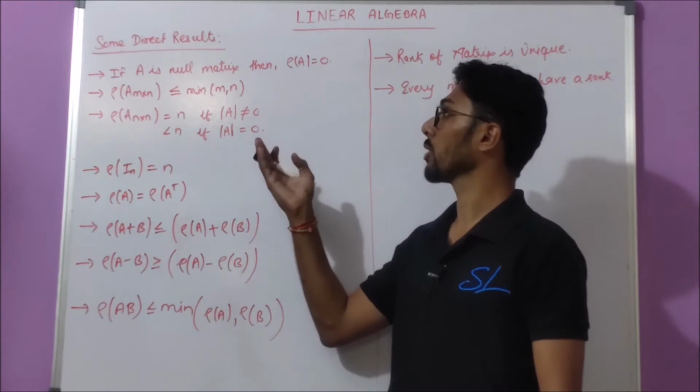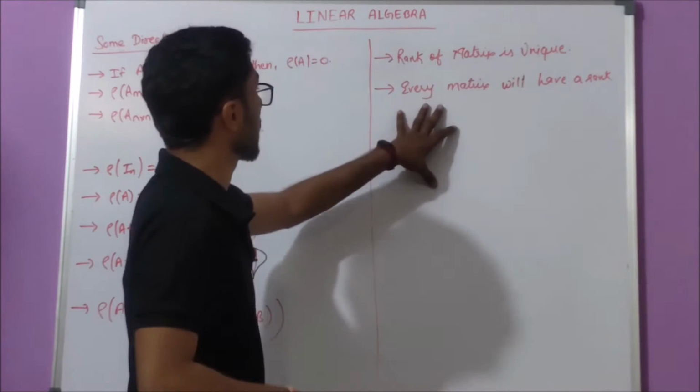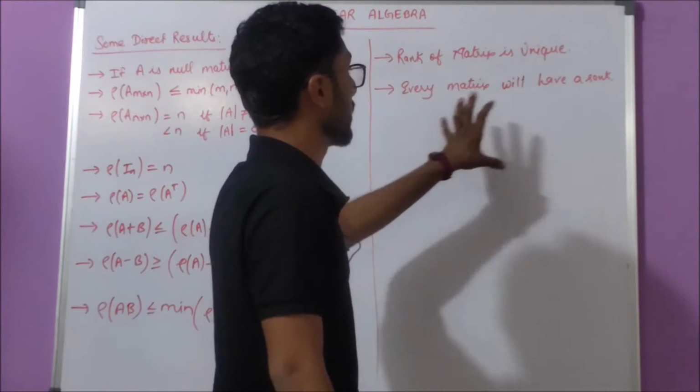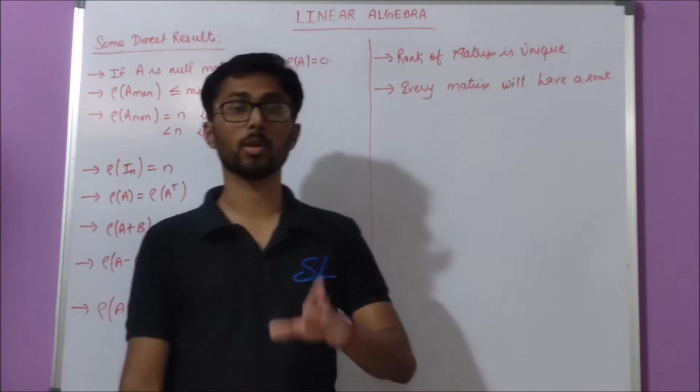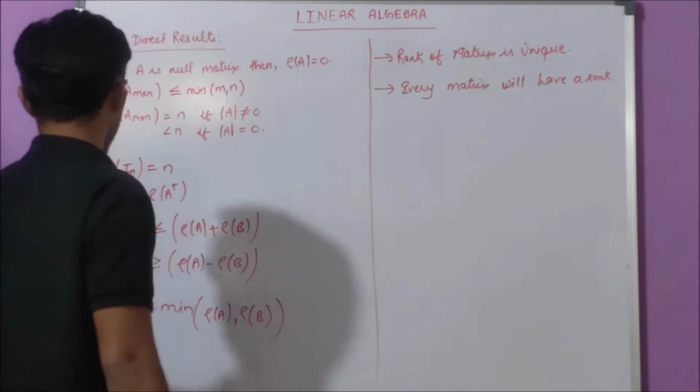Now let's come back to our topic, some direct results on rank of a matrix. The two points are: rank of a matrix is always unique, and every matrix will have a rank. So you can find out the rank of any matrix using the equivalent form of a matrix. Now there are some direct results.